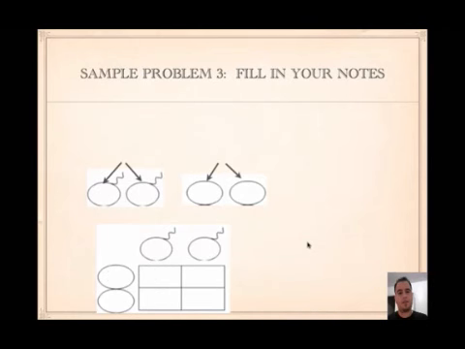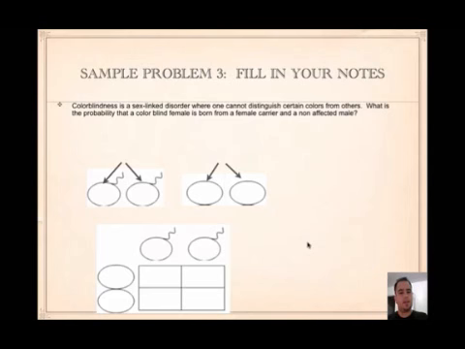Sample 3, write this one in your notes. Color blindness is a sex-linked disorder where one cannot distinguish certain colors from others. What is the probability that a colorblind female is born from a female carrier and a non-affected male? Again, we look, this time they tell us right away it's a sex-linked disorder.